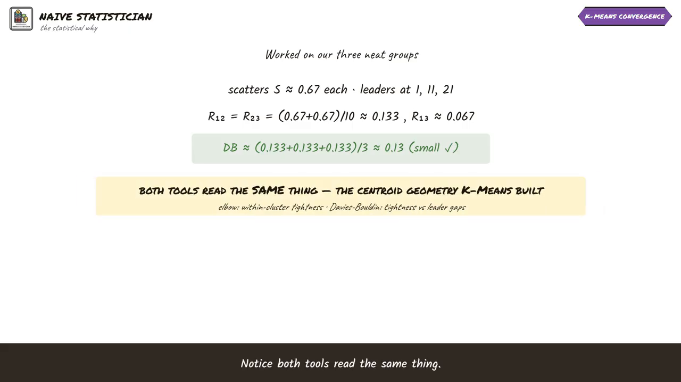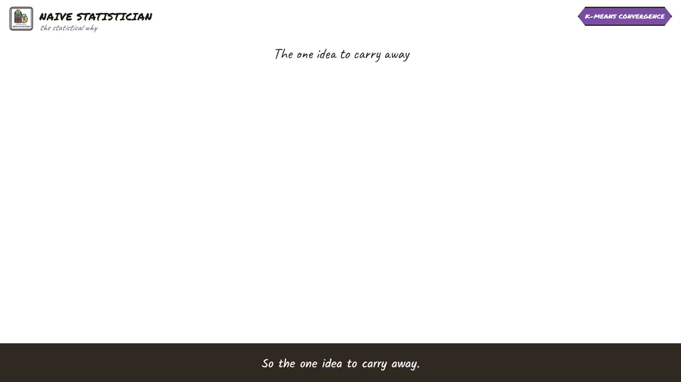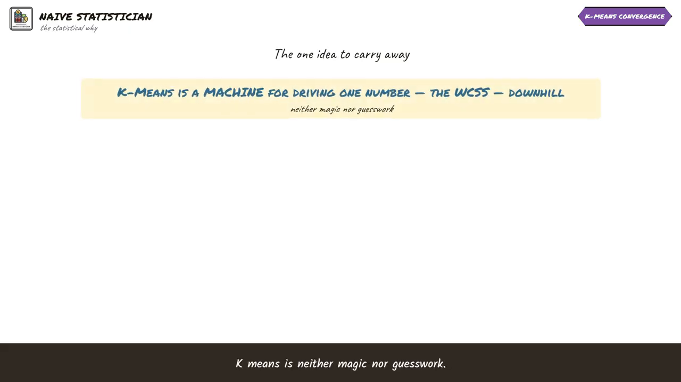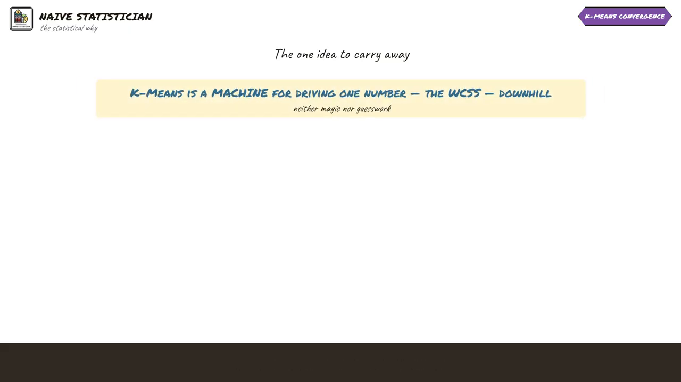Notice both tools read the same thing. The elbow watches within-cluster tightness, and Davies-Bouldin weighs that tightness against the gaps between the leaders. Both are just readings of the centroid geometry K-means handed us. So the one idea to carry away. K-means is neither magic nor guesswork. It is a machine for driving a single number, the within-cluster sum of squares, downhill.